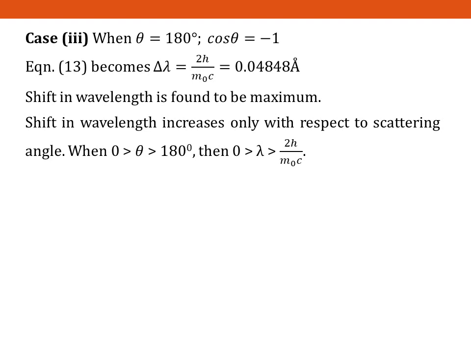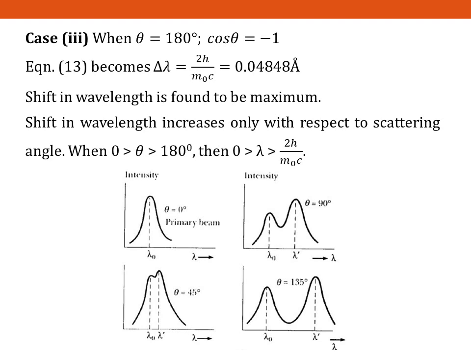When the angle of scattering varies from 0 degrees to 180 degrees, the wavelength shifts from lambda to lambda plus 2h by m naught c. And from the intensity curves which we observe for various scattering angles, it is seen that when theta is 0 degrees, we have a single peak, and with an increasing value of the scattering angle, the shift in wavelength between the incident wavelength and that of the scattered wavelength increases.